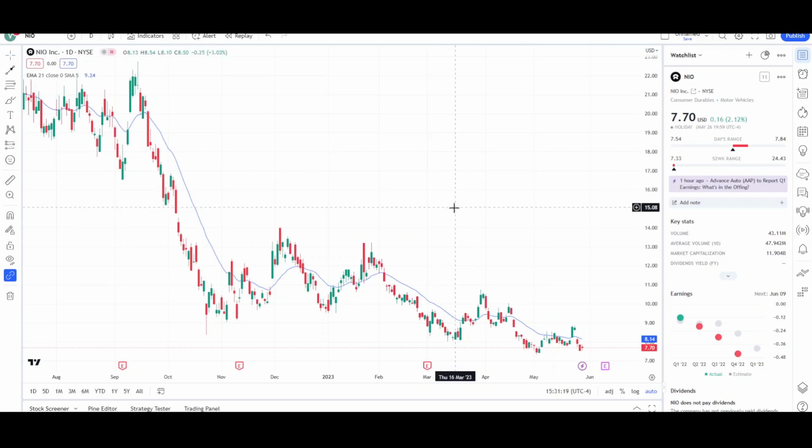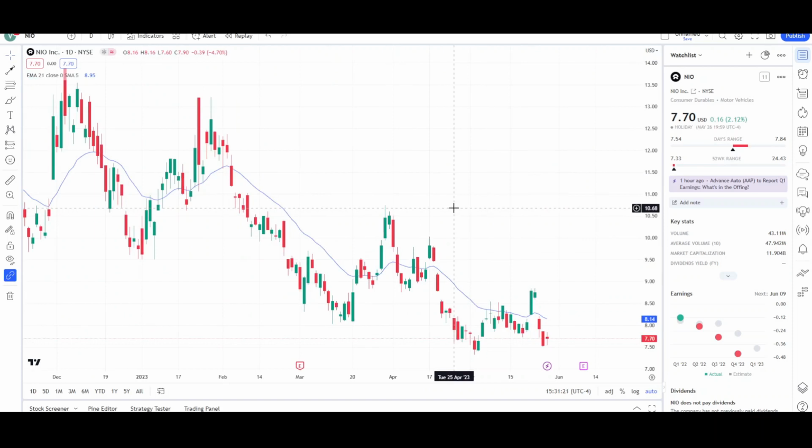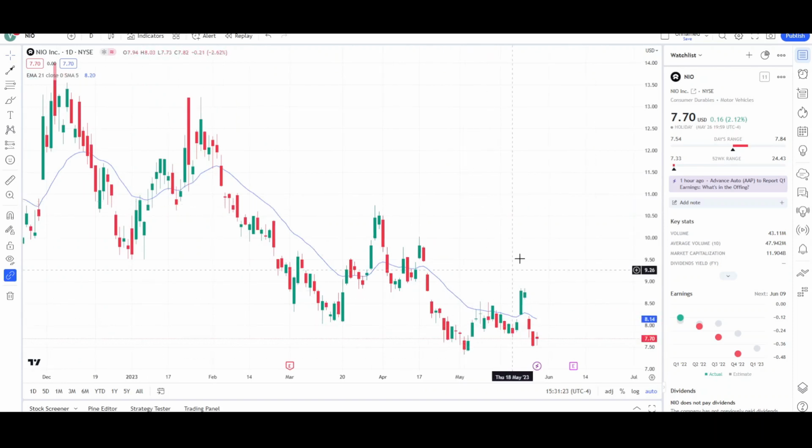So here we have the daily chart for NIO, and I think what I said last week did occur. What I said last week is that I saw a repeat pattern. So we saw one leg up, two legs up. After the two legs up, prices sold off sharply. That's exactly what happened here. This was one leg up, two legs up. After the two legs, prices sold off sharply.